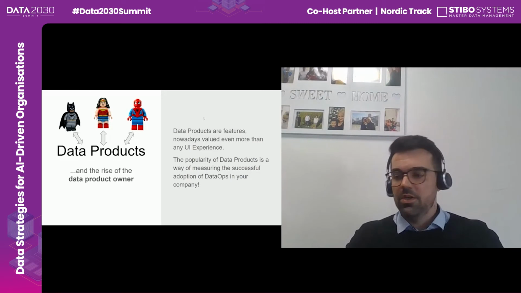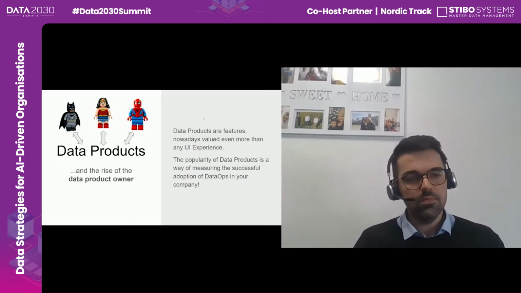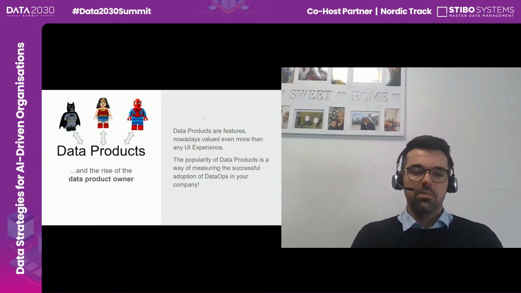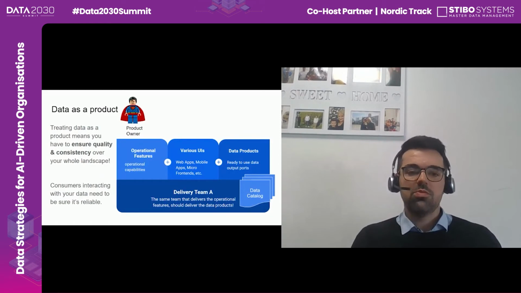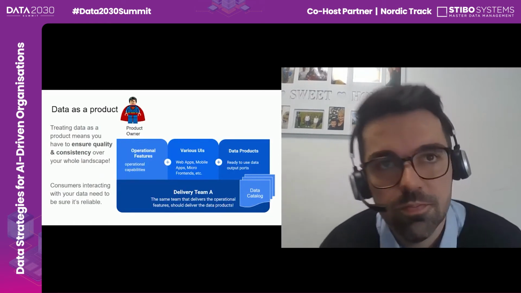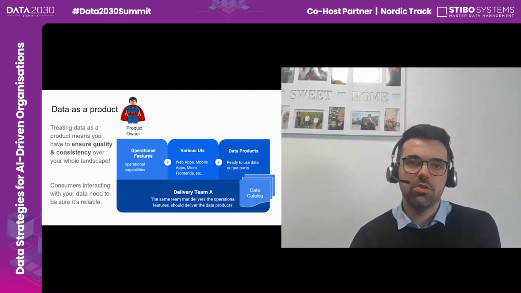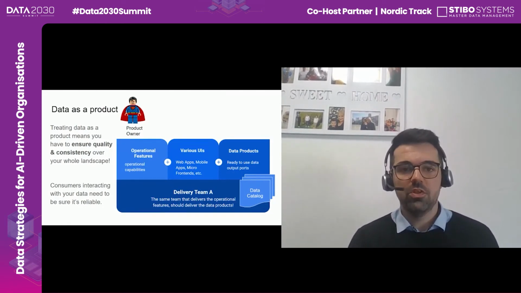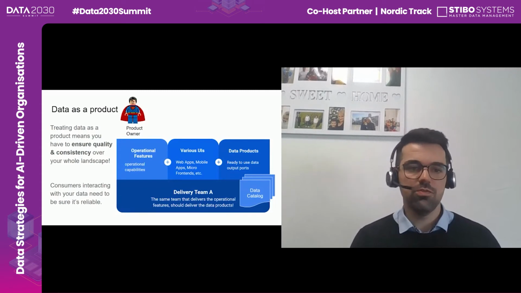So what do I mean by data product owner? Treating data as a product means you have to ensure quality and consistency over your whole landscape. Consumers interacting with your data need to be sure it's reliable. That also means that to a certain amount for your data products, the same concepts as for usual software development departments become true. So you need to measure quality. You need to be able to really release versions of a new data product.